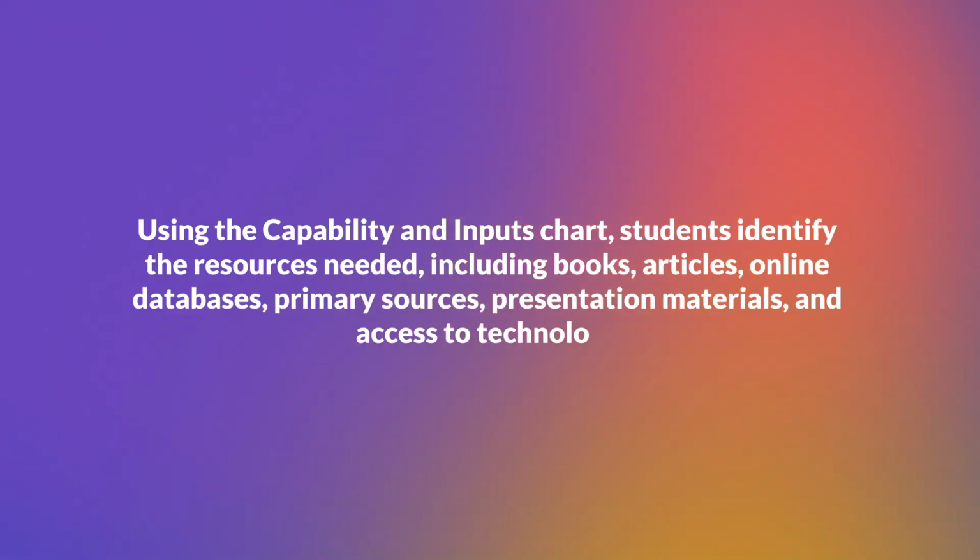For example, if students are tasked with conducting a science experiment or a history research project. Using the capability and inputs chart, students identify the resources needed, including books, articles, online databases, primary sources, presentation materials, and access to technology. They can also map their peer expertise, for example, presentation skills within the group, any possible access to external experts, and teacher support. They can then decide on resource allocation.